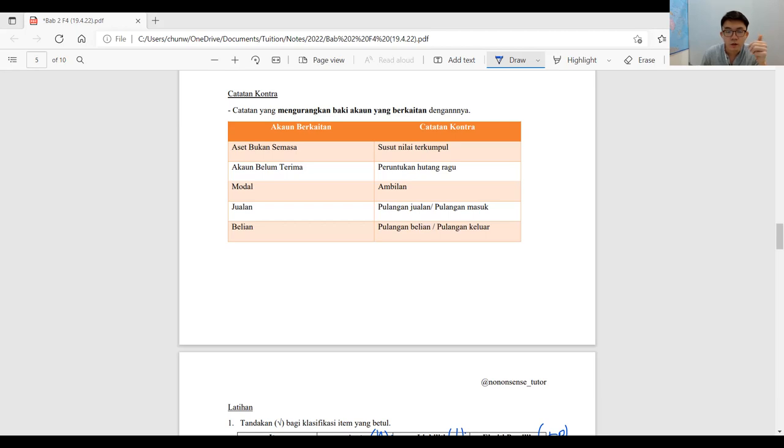And then for each inventory, kenderaan, perabot, susut nilai terkumpul, all these things, you don't even know. Alright? So, for those ones, they won't come to this level. Alright? Normally, this level is for company, syarikat. Okay, so go back to here.